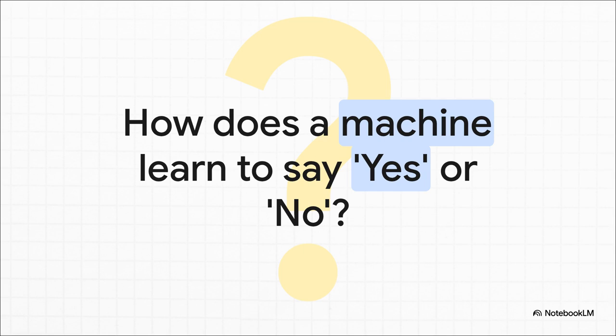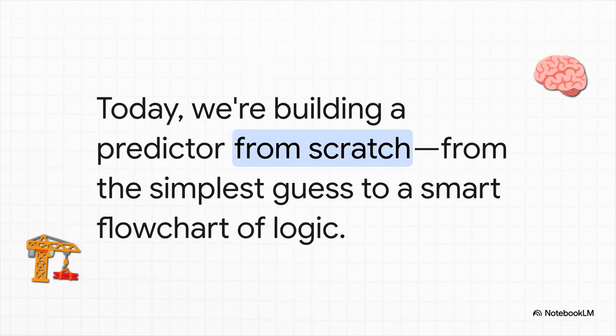In the world of machine learning, we call this classification, and it's one of the most important ideas we're going to explore. So let's do it. We're going to go on a little journey here, starting with the absolute simplest guess you can imagine, and then leveling up our model step by step. And by the end, you'll see how we can build a surprisingly smart machine that basically thinks like a flowchart.